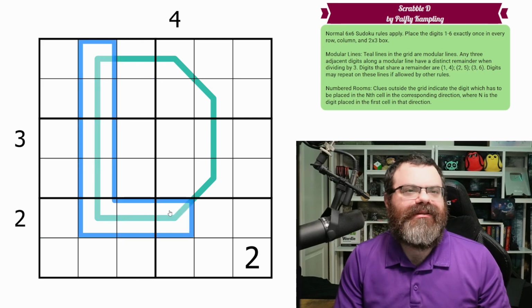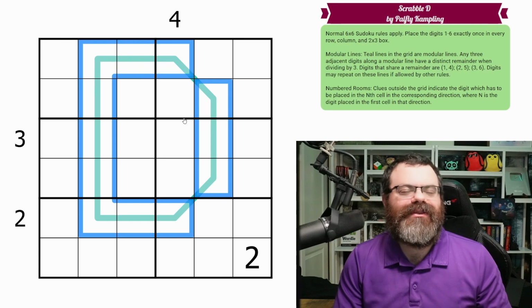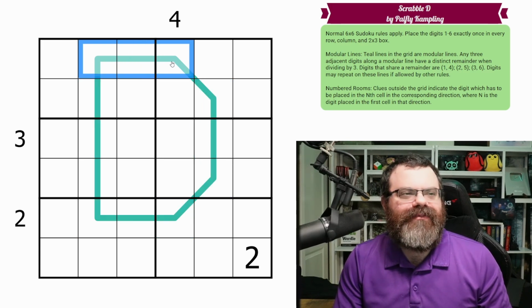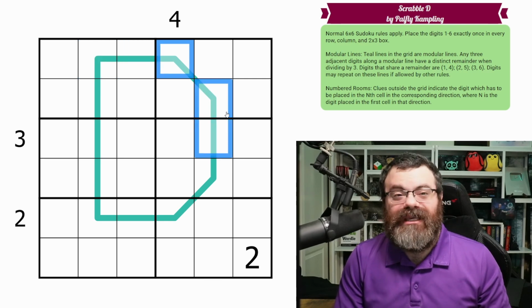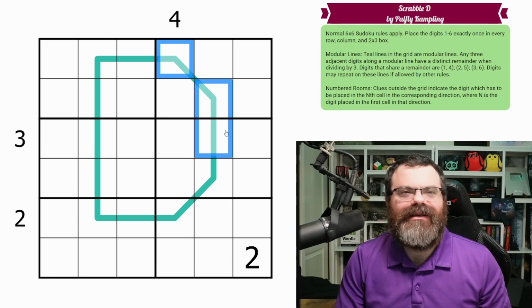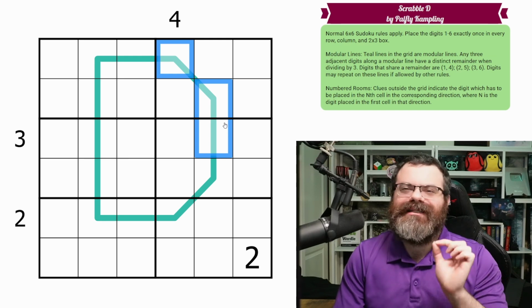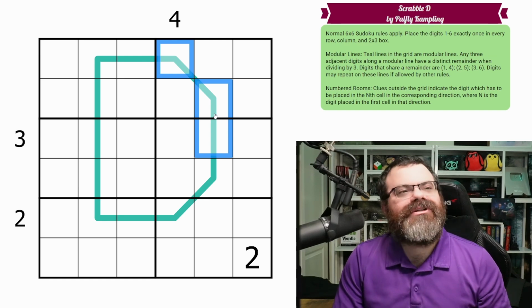We also have this teal line in the grid. This is a modular line, very similar to an entropic line, but the groups are different. So basically what we do is we take any set of three adjacent cells in the line. So these three, these three, these three. Each one has a distinct remainder after being divided by 3. If you want, you can just think of them as groups.